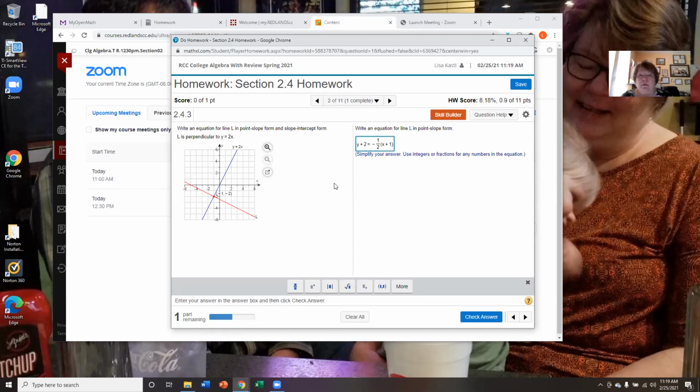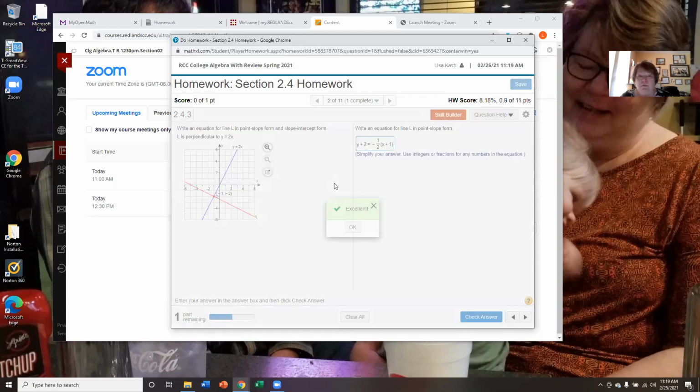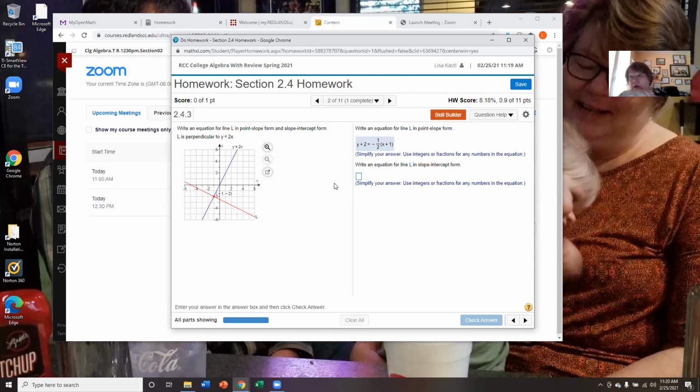I think that is correct. We'll find out, won't we? Yay, got it right. So that is the equation of the line that's perpendicular to that blue line and goes through the point (-1, -2). All right, what was our slope-intercept form?